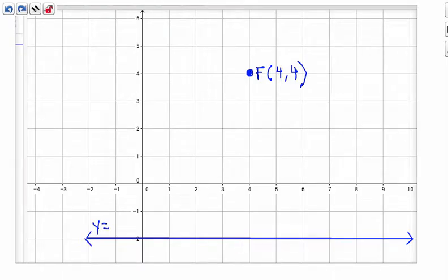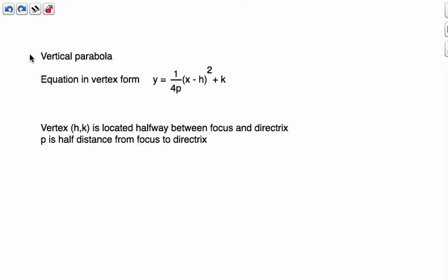In this lesson on the equation of a parabola based on its focus and directrix, we're going to derive the equation of a parabola just by being given a focus and a directrix. First, we're going to look at vertical parabolas. These are parabolas that open up or down.